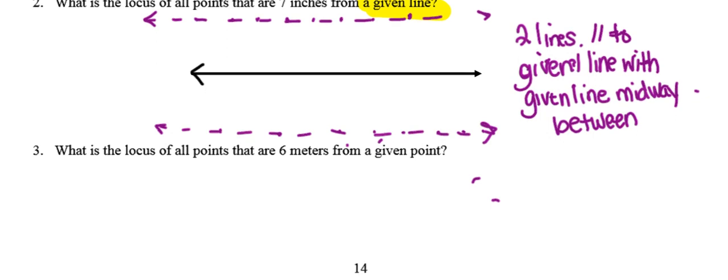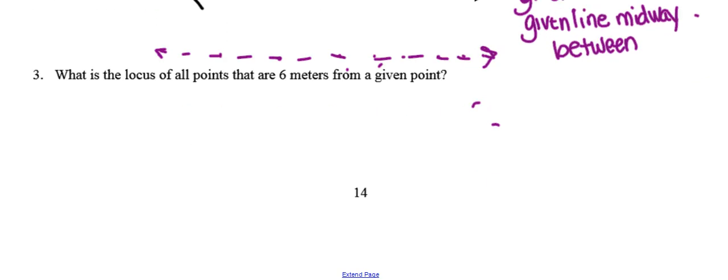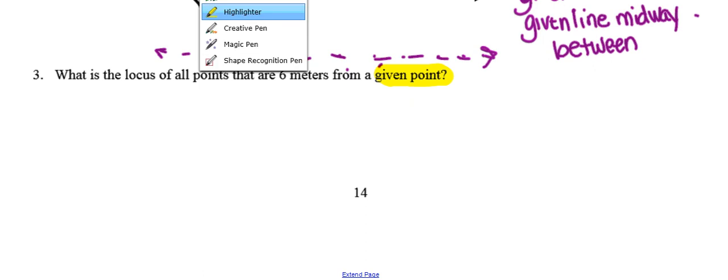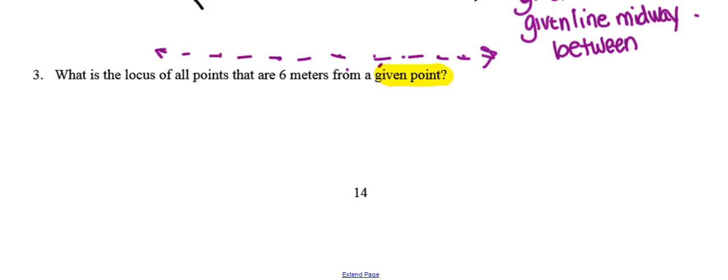All right, and then the last one for this page, what is the locus of points that are 6 meters away from a given point? So I have to identify what it is that I'm starting with here. In this particular case, I'm given only a point to start with. So I'm going to start with a nice big point on my paper. I want to find now all points. The criteria that I want to meet is I want them to be 6 meters away from that point.